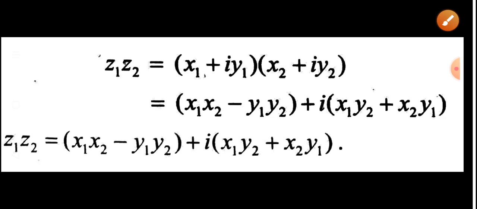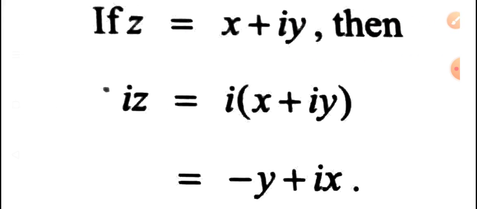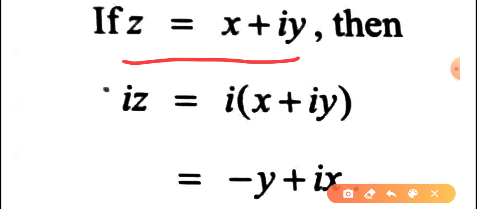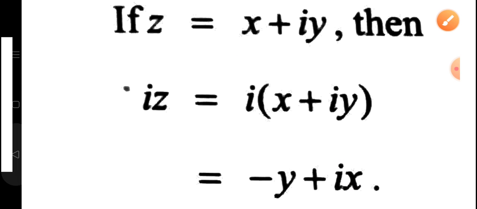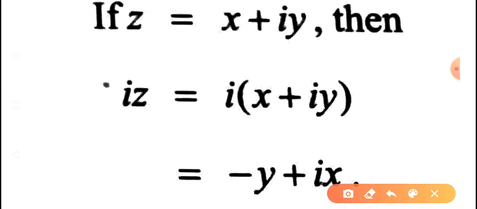Do you understand? Okay. Next, if z equal to x plus iy, then iz, we are going to multiply i by z. So i into z, which is x plus iy. Now we multiply i by x, that is ix. Here we write the second term ix. Then i by iy, this is i square y. What is the value of i square? i square is minus 1. So here we write minus y. But minus y is the real part.